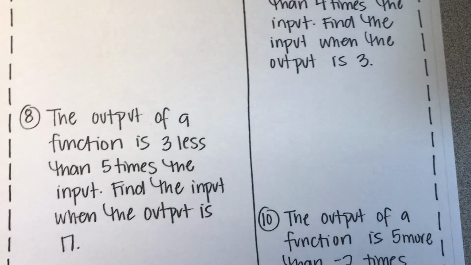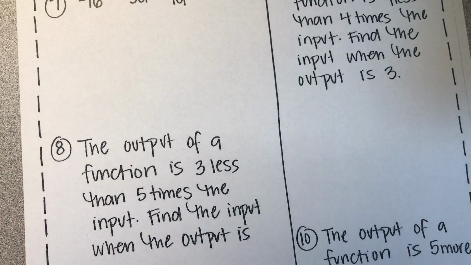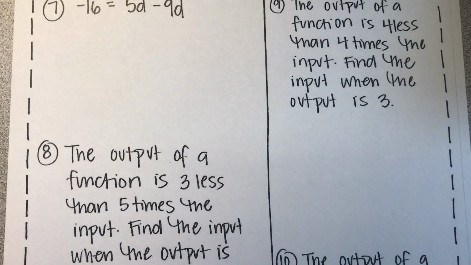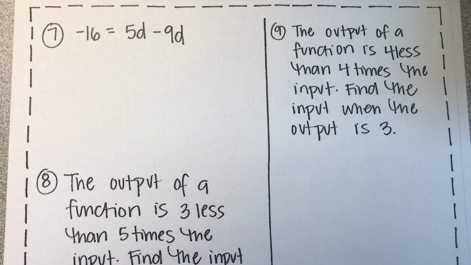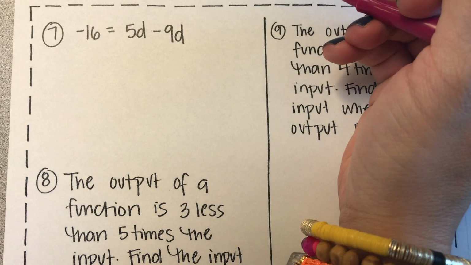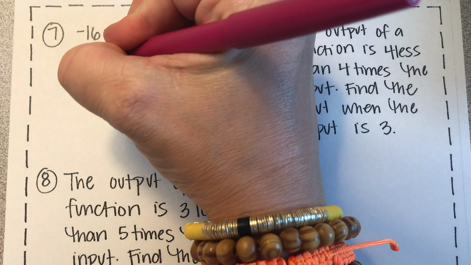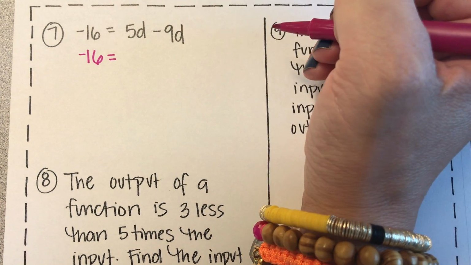So again, on this one, if you hate that negative 16 is over there on the left, then go ahead and move it, right? Cross this out and write equals negative 16. That is not a big deal. I'm going to work it out as it is just to show you that it doesn't matter, but it's totally up to you. So negative 16 equals 5D minus 9D.